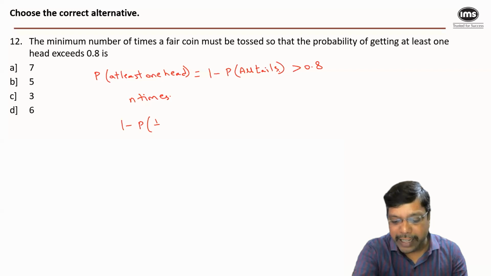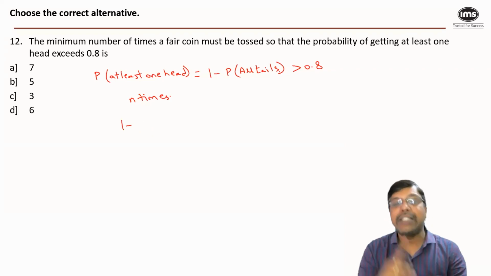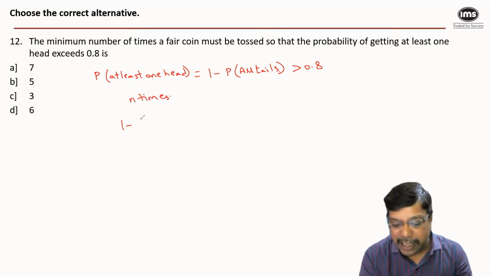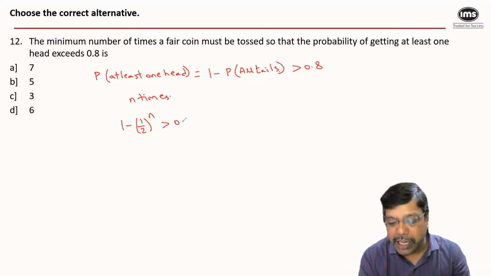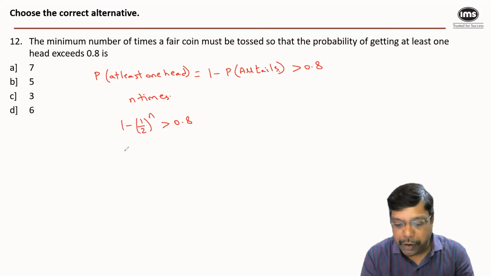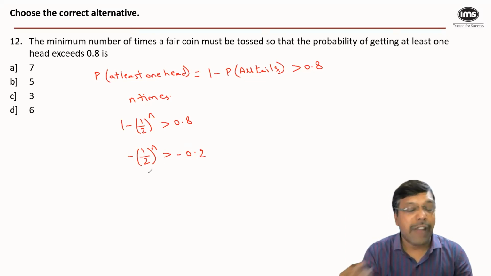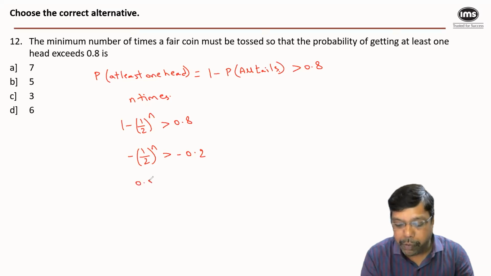Now, the probability of a tail showing up when a coin is tossed once is 1 by 2. So if I toss a coin n times and every time I want it to show a tail, then the probability is going to be 1 by 2 whole power n, which must be greater than 0.8. So from here, I can say minus 1 by 2 whole power n must be greater than minus 0.2, multiplying with a minus 1 throughout. Of course, the inequality sign flips.